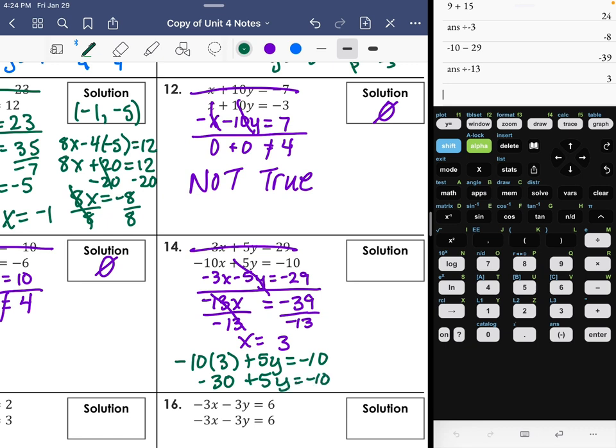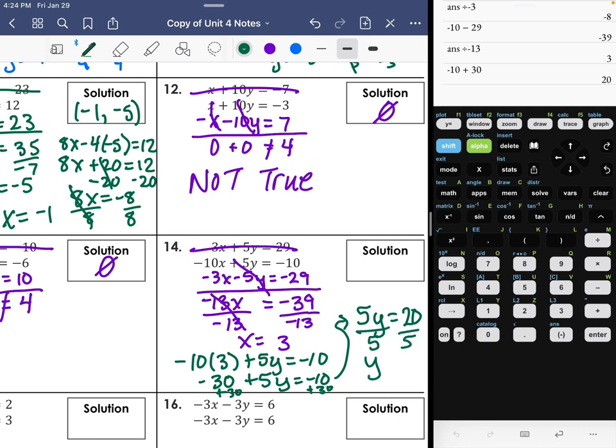I'm going to move up here. 5y equals 20. So what I did was negative 10 plus 30 to get 20. So I had to add this to the other side like that. Then we're just going to divide by 5. y equals 4. So the answer to this one is 3, 4.